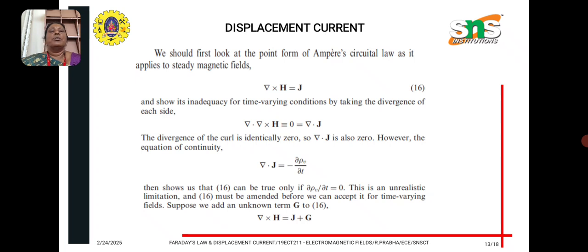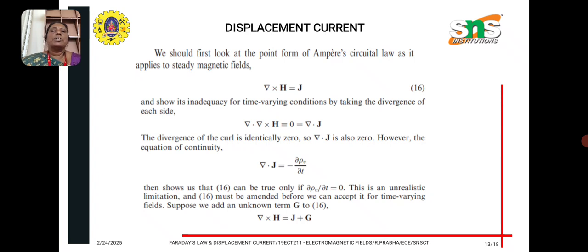And now we are moving to displacement current. From the point form of Ampere's circuital law, applied to steady magnetic fields, del cross H is equal to J, and by taking divergence we get del dot of del cross H is equal to 0, which is equal to del dot J. And the divergence of the curl, we know it is 0, so del dot J is also 0.